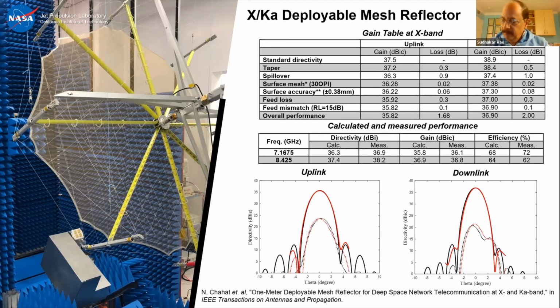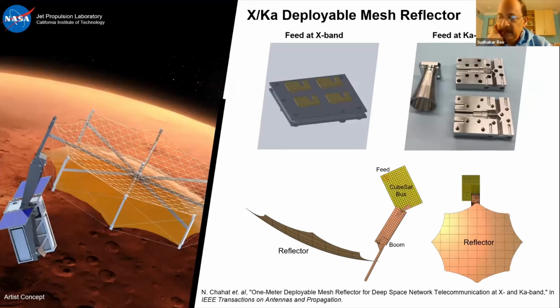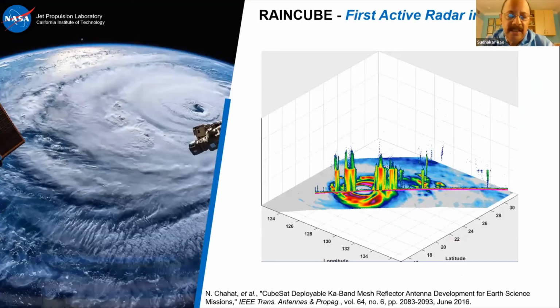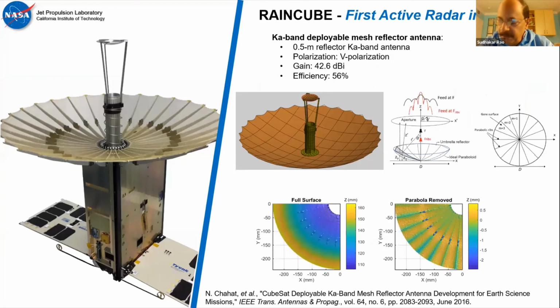Hey, since you're on that RainCube, you showed the half-meter deployable reflector. Can you go back to this? Looks like it has a large F/D. I don't know what F/D you are using. No, the F/D is 0.5. Yeah, that's a lot. So don't you think reducing F/D will simplify the feed deployment?